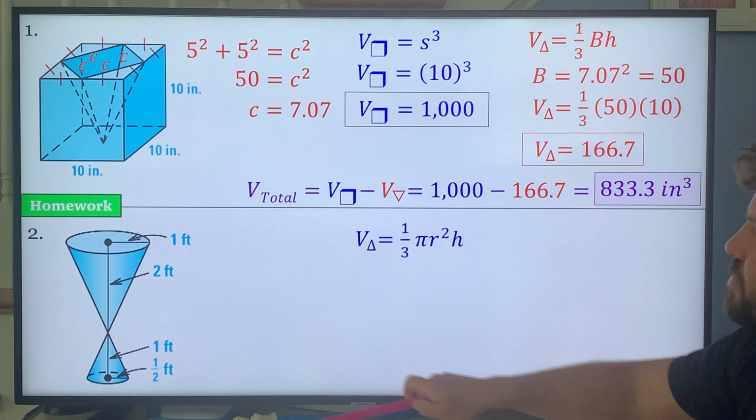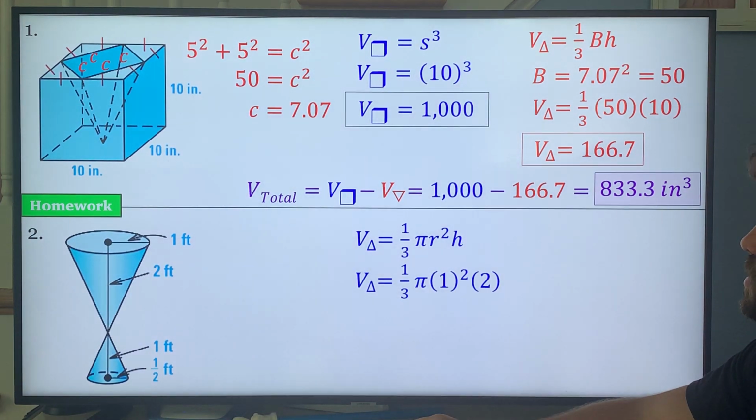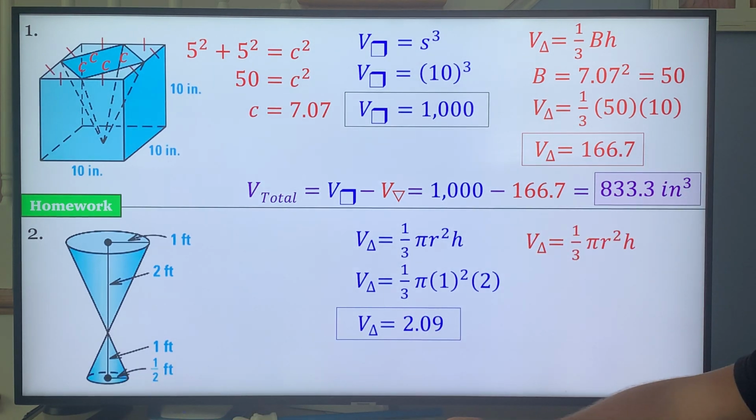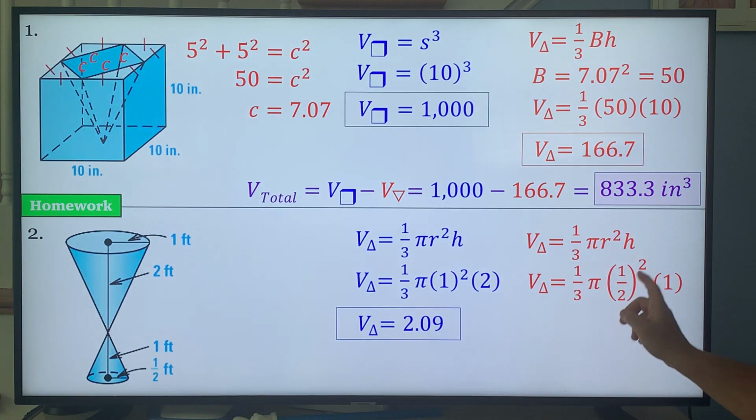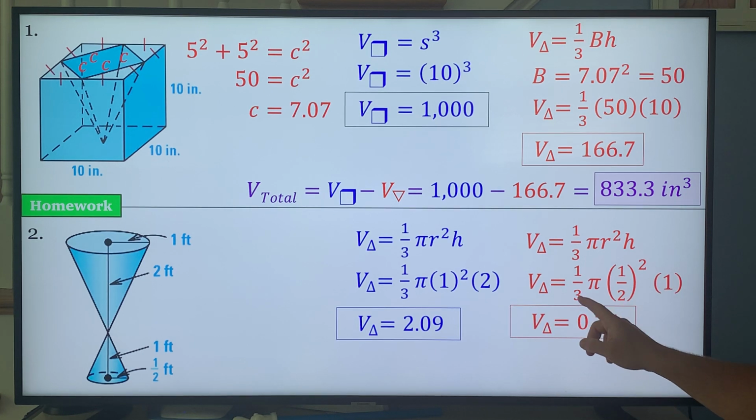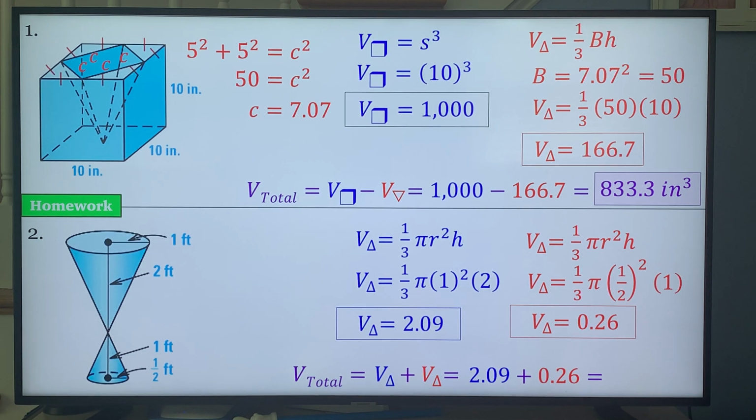Number 2, cone. 1/3 pi r squared h. So pi r squared times 2 is 2.09. Pi r squared. 1/3 pi, 1/2 squared. Height is 1. 1/4 times that is 1/12 times pi is 0.26. Add the two together, and you get 2.35 cubic feet. All right?